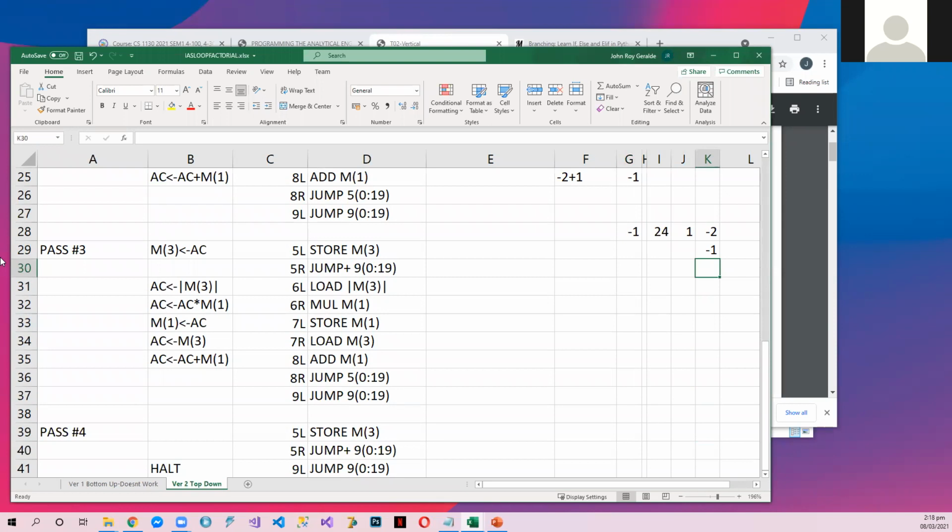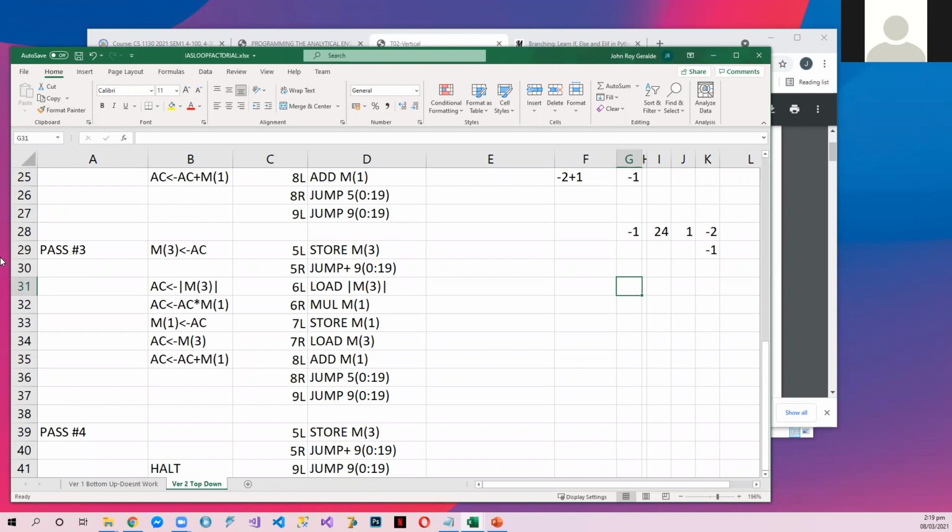Now there's the critical part again. Jump plus. Okay. Will we jump to the tail after the tail? Will we jump? We will not jump because the accumulator is negative. Do you follow? We will not jump because the accumulator is negative. We will proceed here.